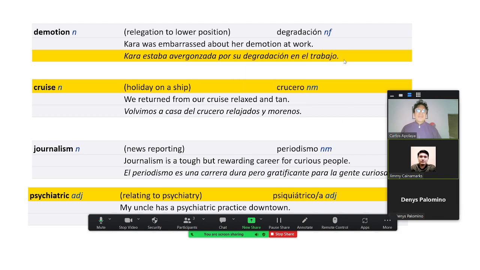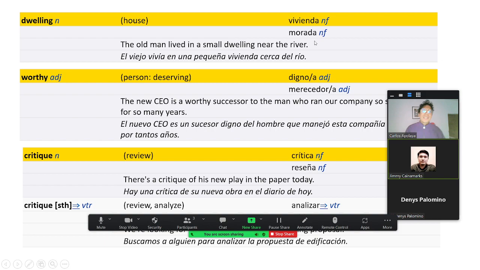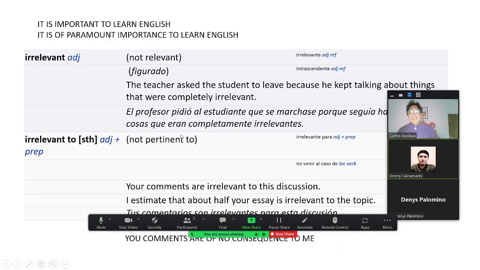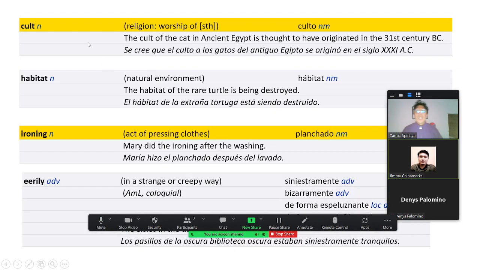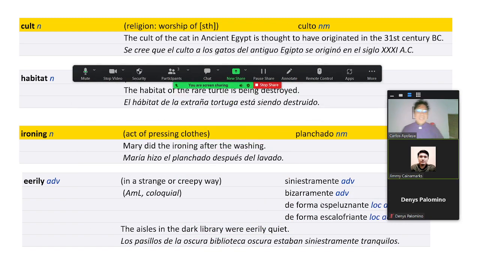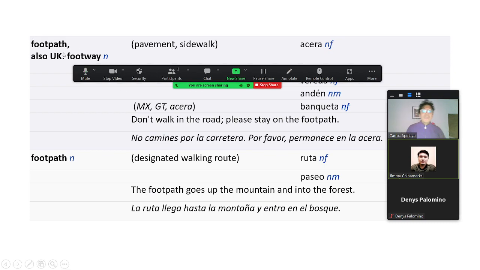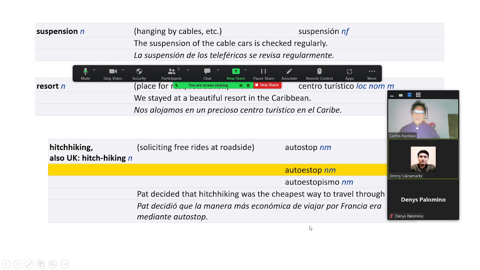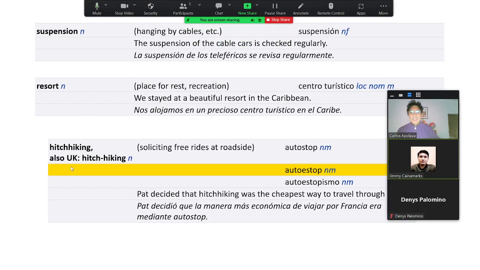Okay. Yes. Entonces aquí estamos en una de las palabras que hemos visto: demotion, cruise, journalism, psychiatric, dwelling, vivienda, worthy, critique something, relevant, call. Ustedes no veían esto cuando estaba compartiendo, ¿no? No. Yeah. I made a mistake. Called, habitat, ironing, eerily, siniestramente, bizarramente. The footpath, the pavement, sidewalk, the footpath, ruta, paseo, suspension, resort. Hitchhiking.